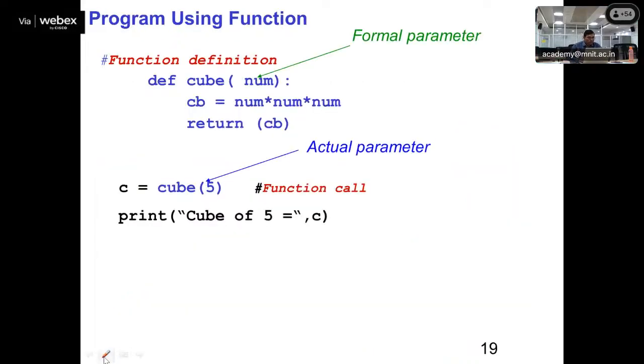So in this case, you can observe in this example, in the cube function, whatever parameter we are giving is known as the formal parameter. When we are calling the cube, we give some argument, that is known as the actual parameter. Okay? So here we are trying to find out the cube of a number. This is one of the functions which is defined, taking some argument and returning some value.